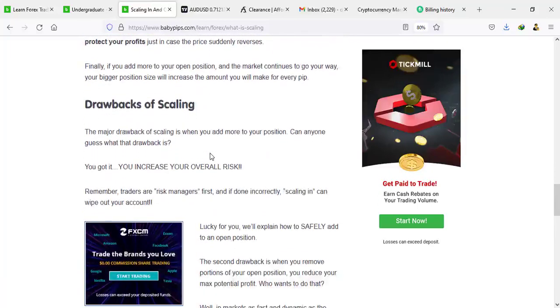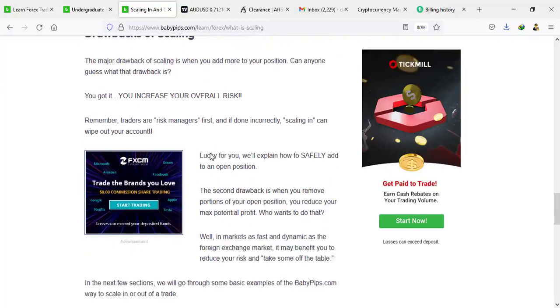Now, what are the drawbacks of scaling? The first drawback is that you increase your overall risk potential. Forex traders are risk managers. Our number one goal in the market is to protect our capital, and if done incorrectly, scaling in can wipe out your account. So you have to be very, very careful when practicing scaling in. The second drawback is that when you remove portions of your open trades, you reduce your maximum potential profits. We don't want to do that, but it does happen.